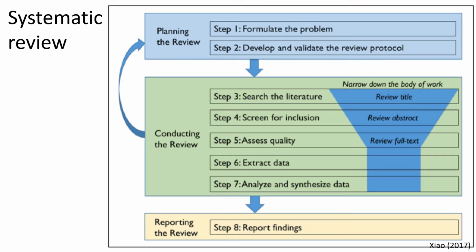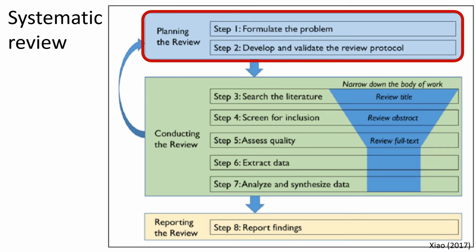In a systematic review, the planning stage of the review includes formulating the problem or the review question, usually using a PICO format or SPICE if you're doing qualitative synthesis, and developing and validating a review protocol. This includes developing the search strategy, defining inclusion and exclusion criteria, and identifying any potential subgroup analyses that will be done.